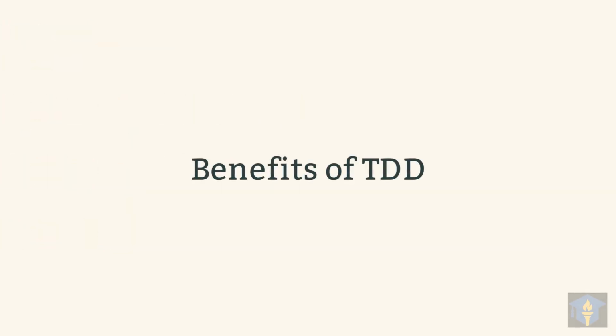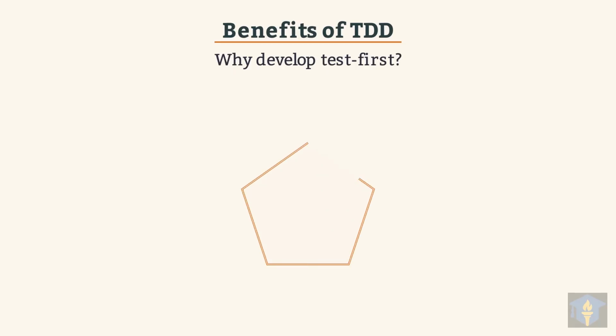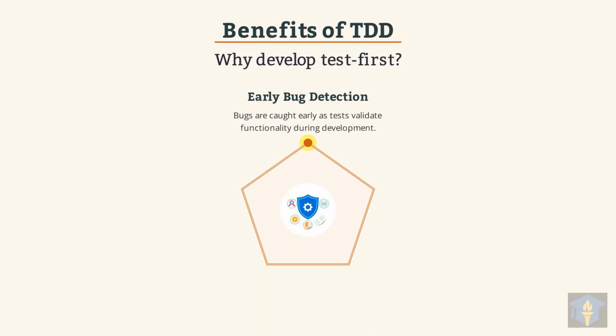Let's explore the significant benefits that test-driven development brings to your software development process. We'll discuss why adopting a test-first approach can lead to higher quality, more maintainable, and robust software. TDD helps catch bugs early in the development cycle, significantly reducing the cost and effort of fixing them later. Bugs are caught early because tests continuously validate functionality as you develop, ensuring immediate feedback.